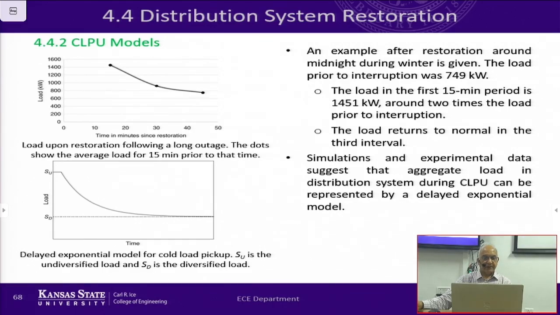So initially, when you restore power, all the load is going to stay at a higher value, and then gradually as the houses start heating or cooling, reach a particular set temperature, they'll go off, and not all of them are going to go off exactly at the same time. So they'll be staggered. One group will go off first, then another group, then another group, and so on and so forth. So as a combined effect, we can say that it will be a function which looks more like an exponential function.